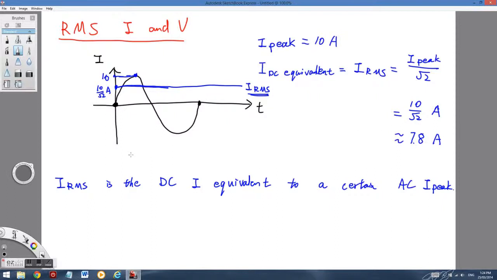So in calculations, when you're doing AC current or voltage calculations, you're always going to use the RMS value, the voltage RMS value and the current RMS value, for calculations.